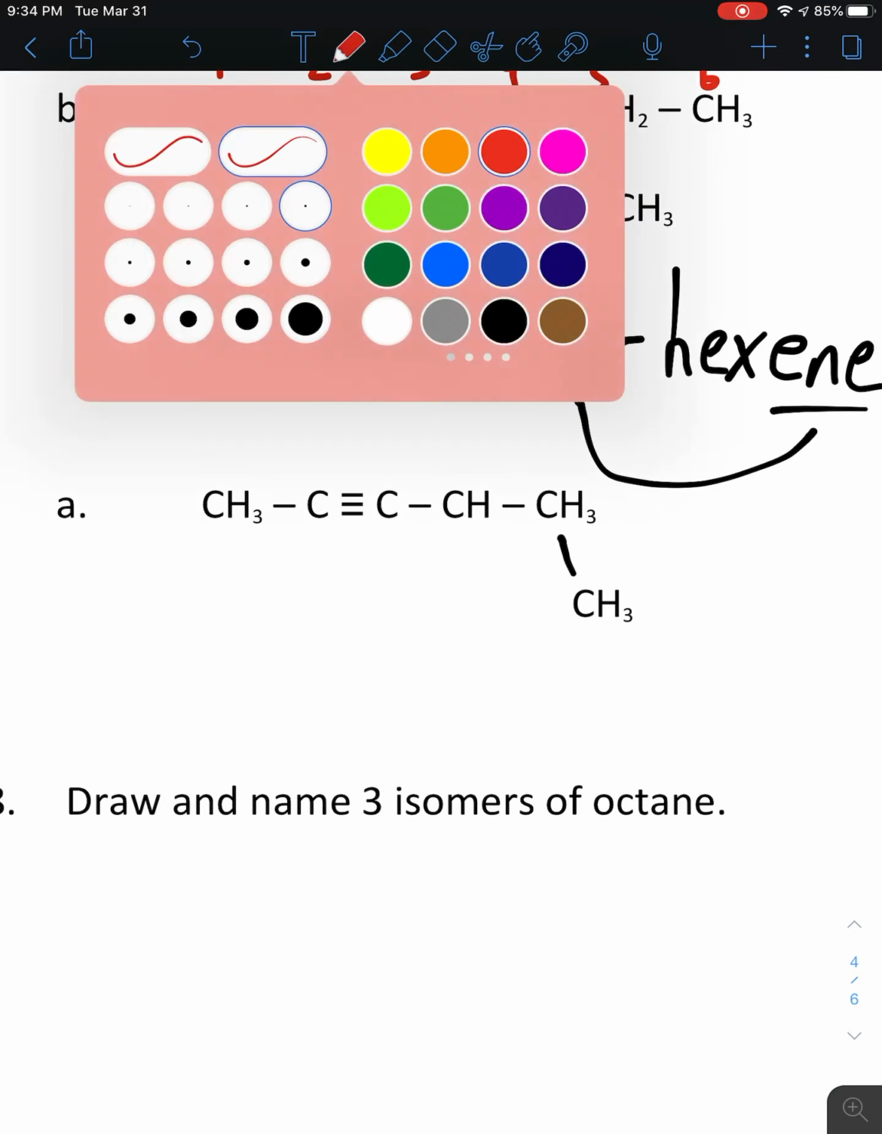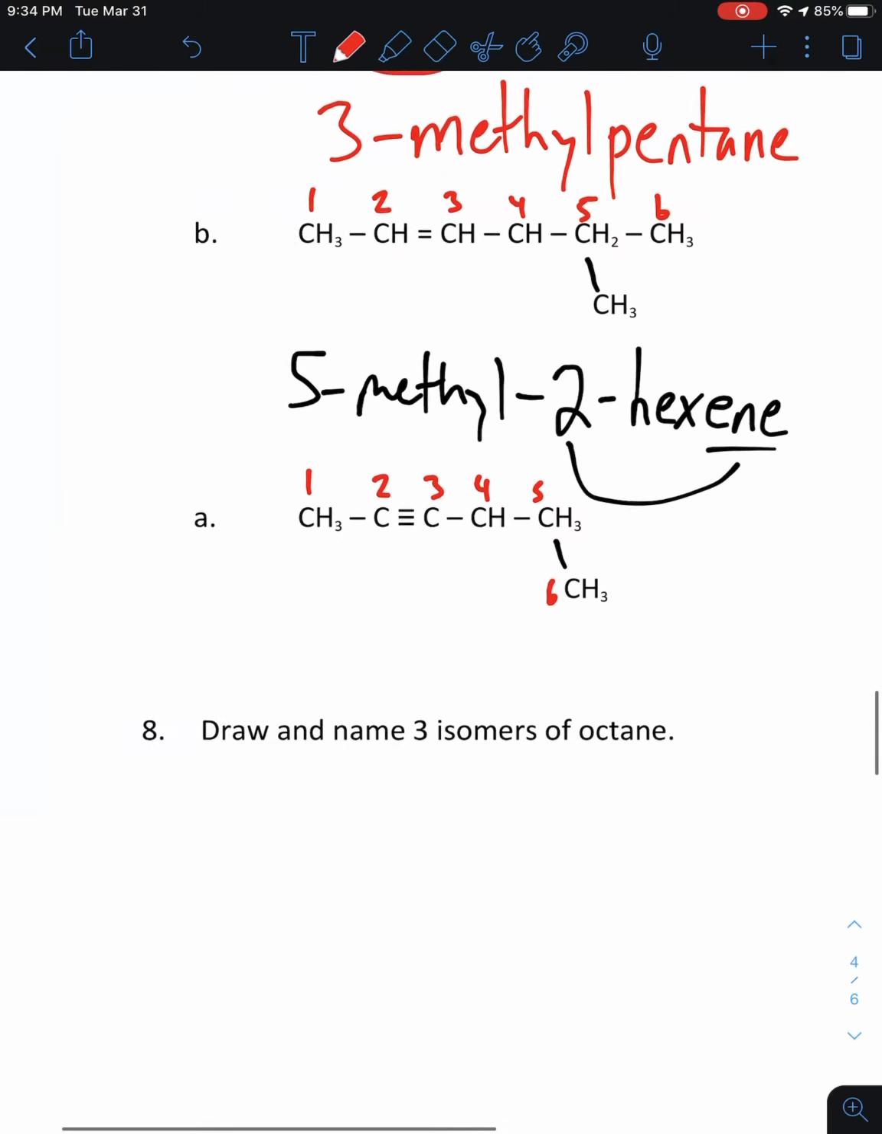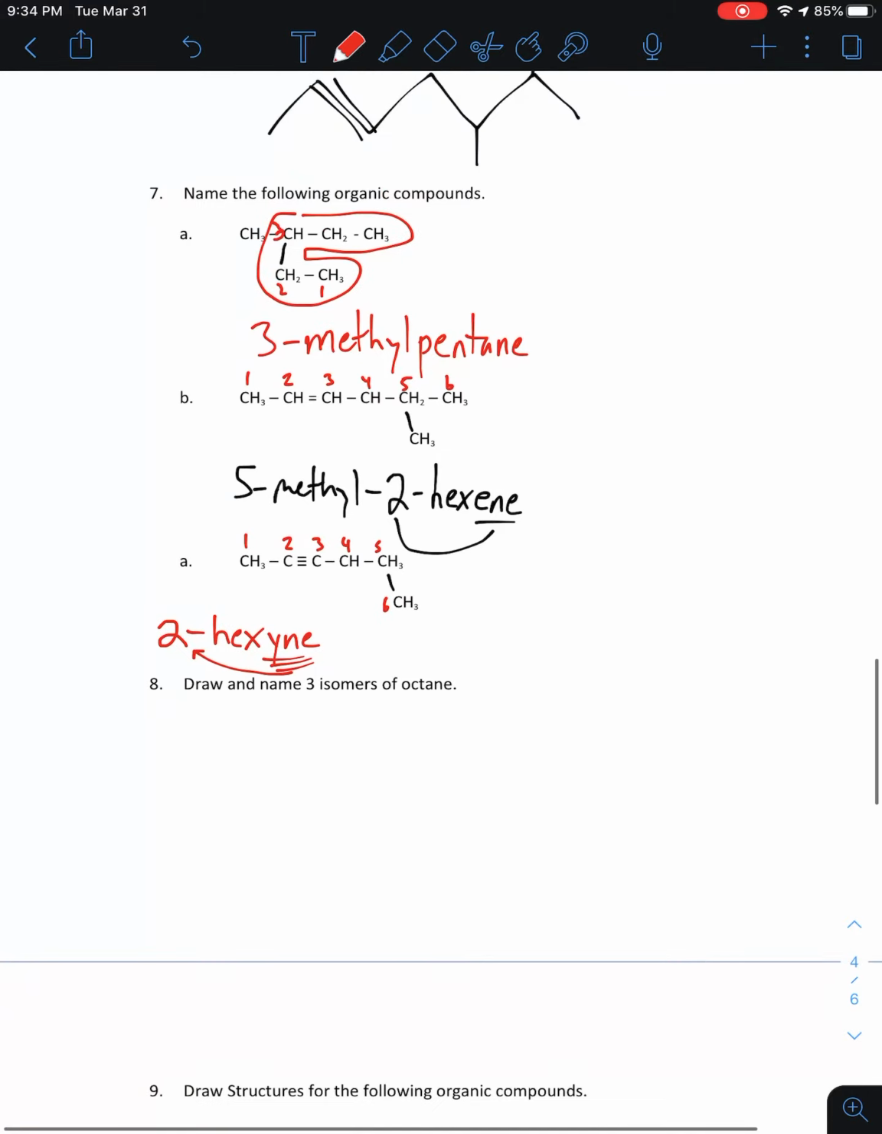In this one, we're going to start counting from the left-hand side. Our second carbon has the triple bond, so we're going to call this 2. Normally hexane, but this will be hexyne because that triple bond shows up on the second carbon.